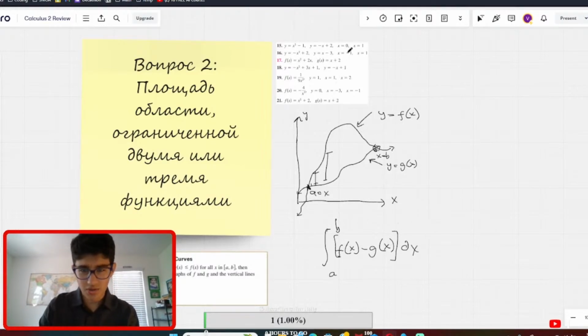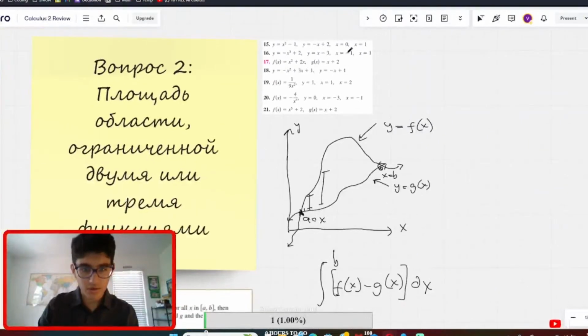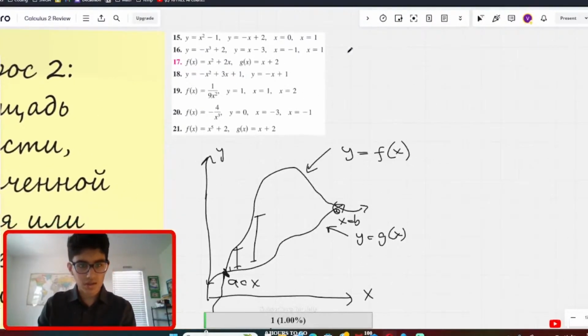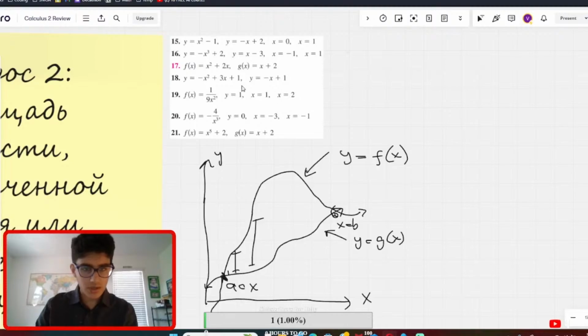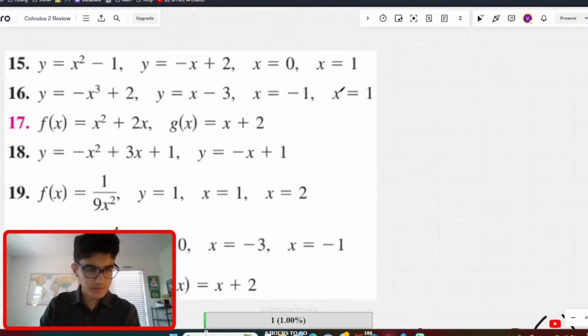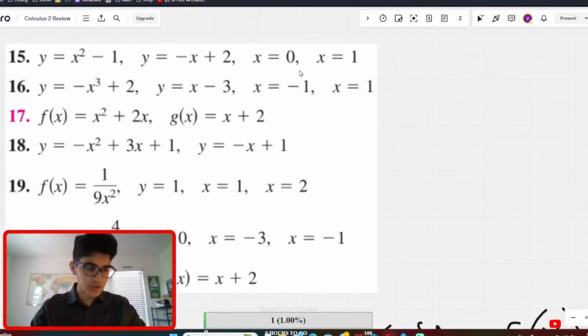Now let's use that to do a few of these questions here. I'm not going to do all of them because there's 7 questions. I don't want to take too much time on that. But we can do 18. That's like a good representative question. Let's zoom all the way in here. Now notice that in the other ones we're given bounds. We're given x equals 0, x equals 1. Over here we don't. But the question basically said to find the area between the two curves.